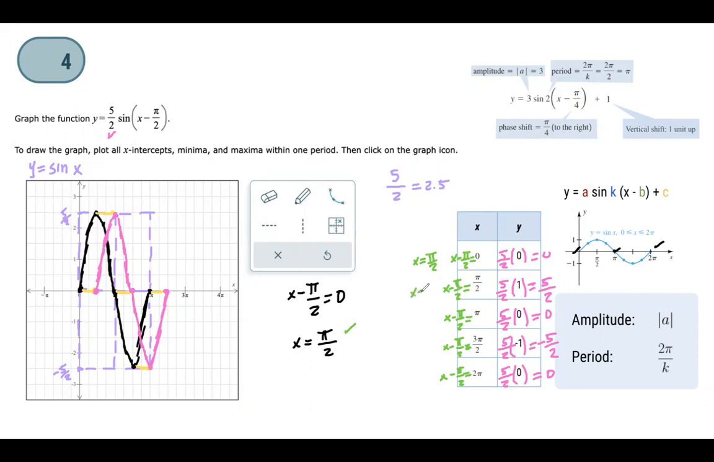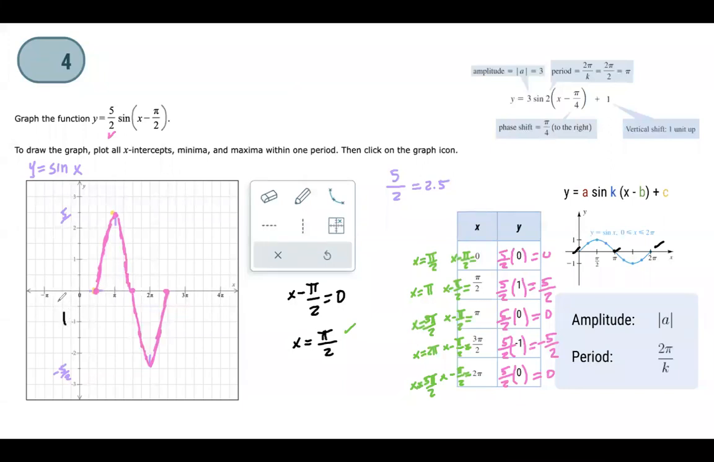Then we're going to have x is equal to π. Then we're going to have x is equal to 3π/2. x is equal to 2π. And x is equal to 5π/2. So the final graph is the pink one. So we don't really need all of that anymore. Let's get that out of the way. And if you want to write down the coordinates, feel free to do it over here.